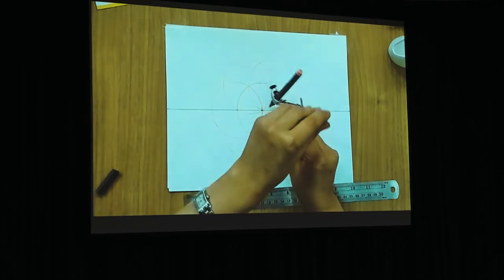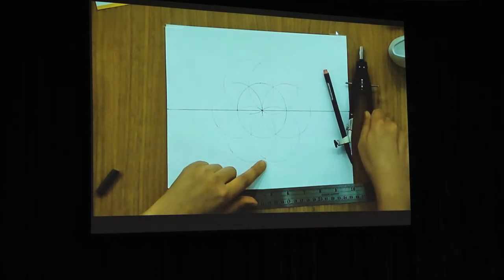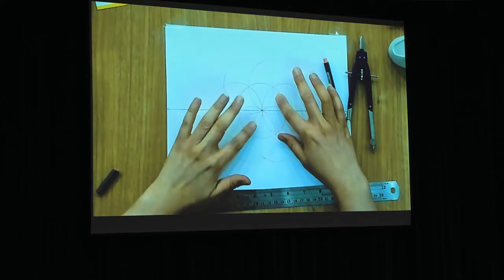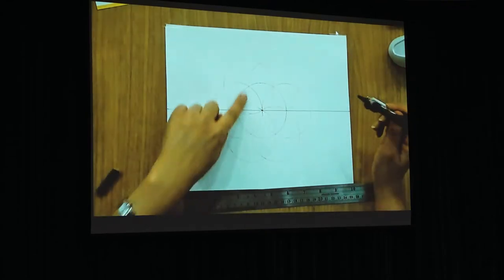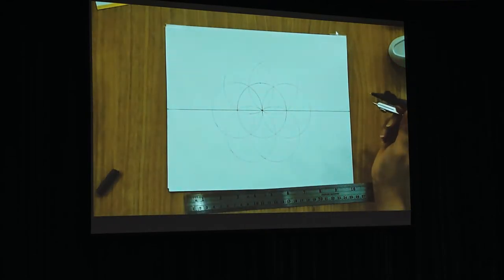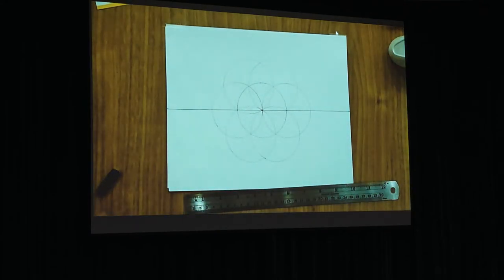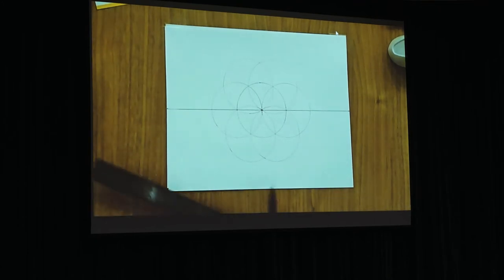So this is called a creation diagram because it refers to the world being created in 6 days and the seventh day was the rest. It can also be the 7 days of the week. And then this is the flower of life. So that's our first stage of this pattern.